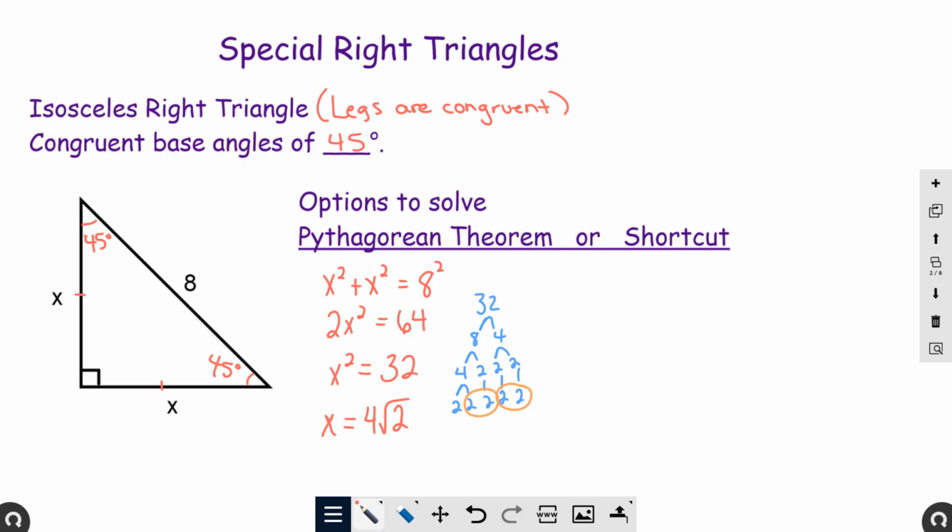Okay, so our answer here would be 4 square root of 2, and that's if we wanted to use Pythagorean theorem. But there's a shortcut that helps us out with the triangles. And so the shortcut is if you take any leg and multiply it by the square root of 2, you get your hypotenuse. So leg times the square root of 2 gets that hypotenuse.